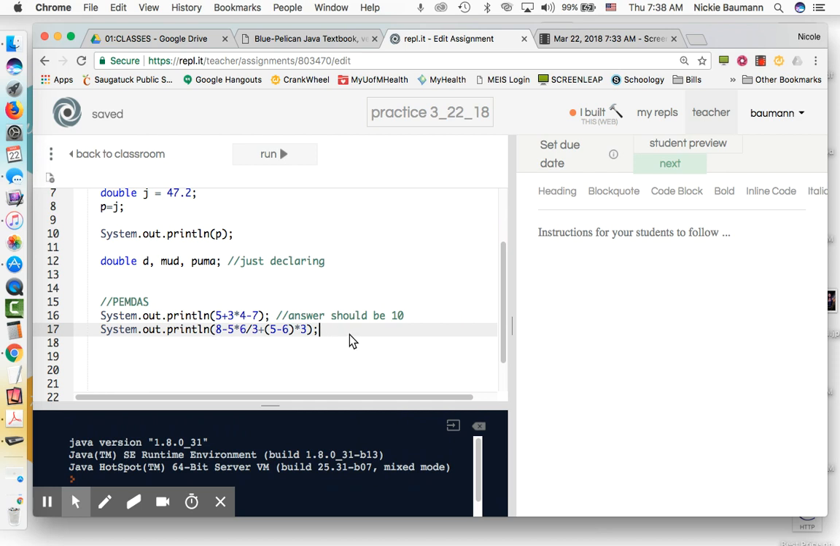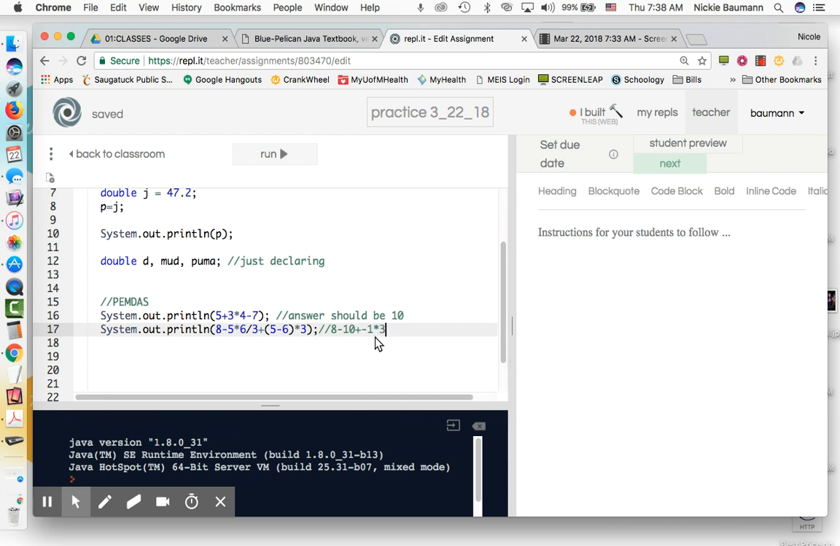So let's do the calculations. It should be 30 divided by 3, which gives me 10. This gives me negative 1. So now I have 8 minus 10 plus negative 1 times 3. So negative, right? So I should have 8 minus 10 plus negative 1 times 3.